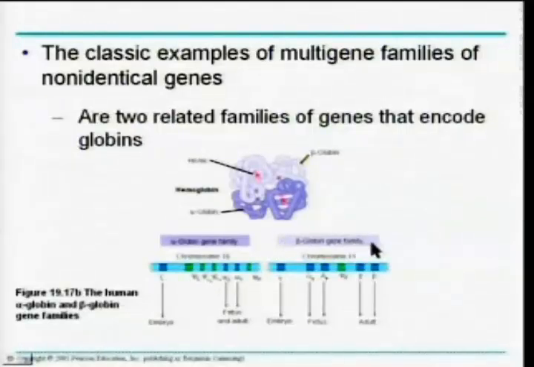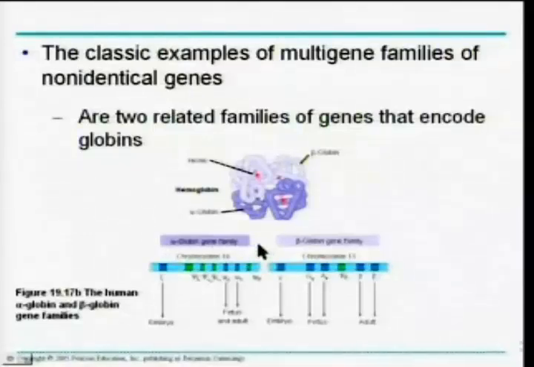And then the beta globin gene family on chromosome 11 in the embryo. Well, there's epsilon, I recognize that. And the fetus, and then the adult. So we get developmentally regulated differential gene expression of the beta globin gene family, as well as the alpha globin gene family.